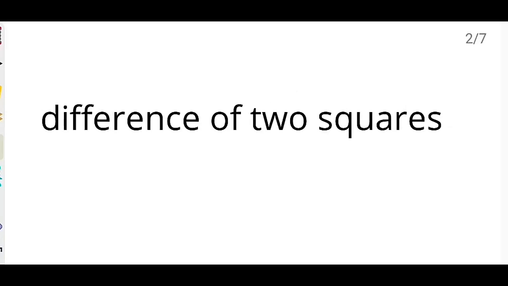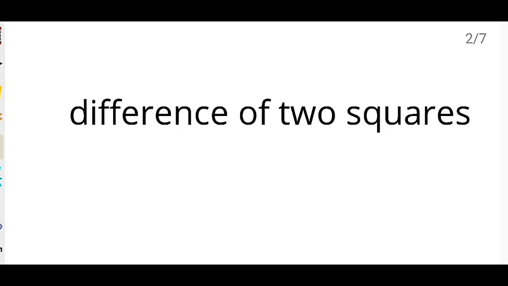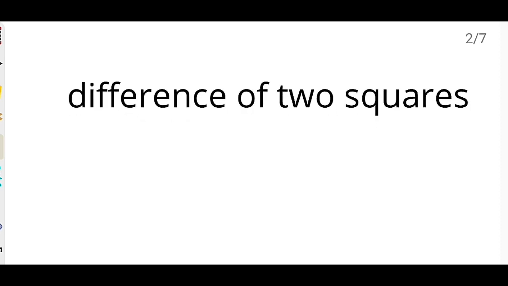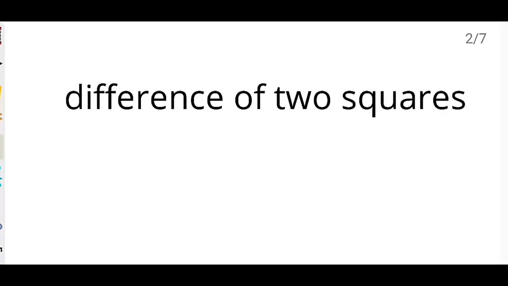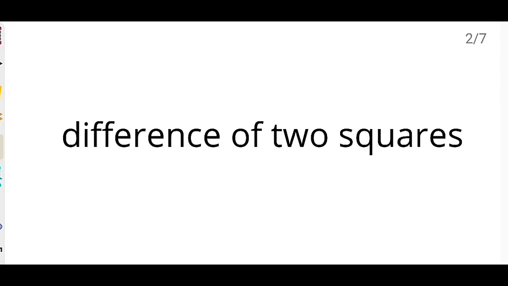So let us look at the difference of two squares. We hope that we know squares. We know the meaning of a square, but what we are talking about here is a perfect square. We want to look at the difference between two perfect squares. So let us list some examples of perfect squares. We have 9, 16, 4, 25, 36, 49, 100, 144, 169. So there are very many perfect squares.